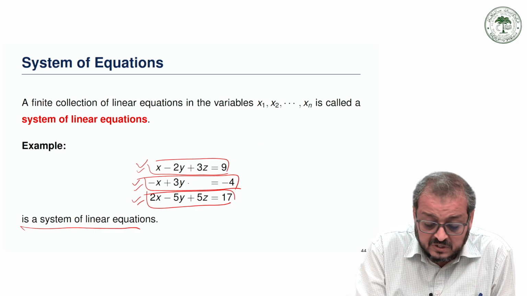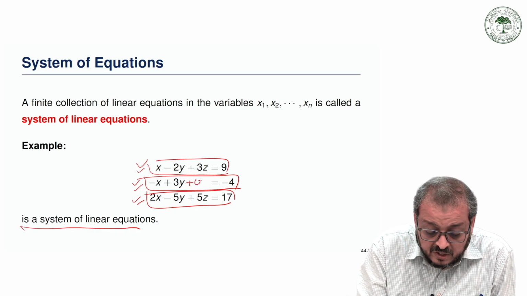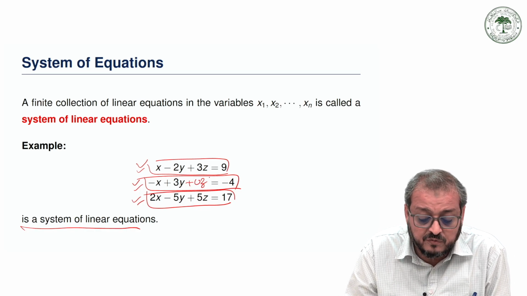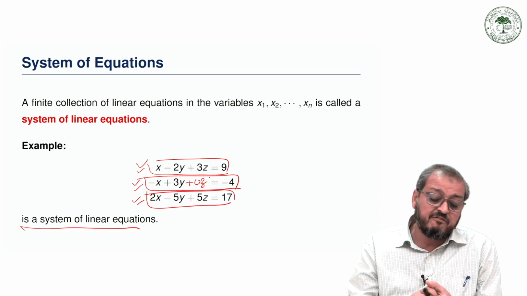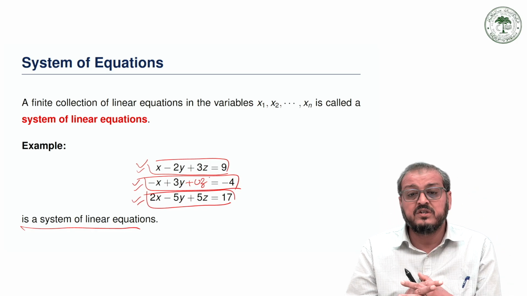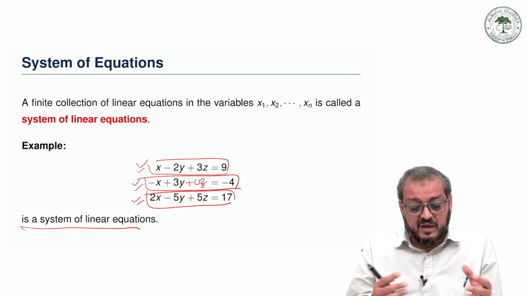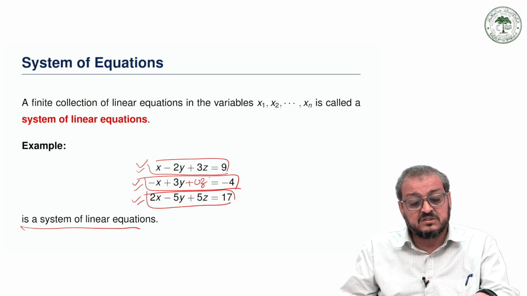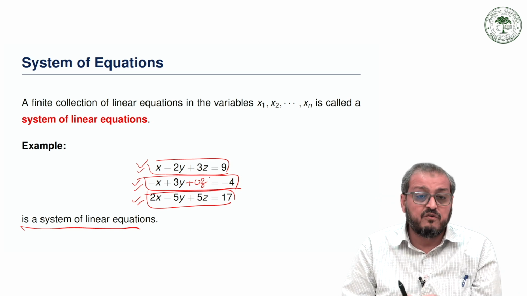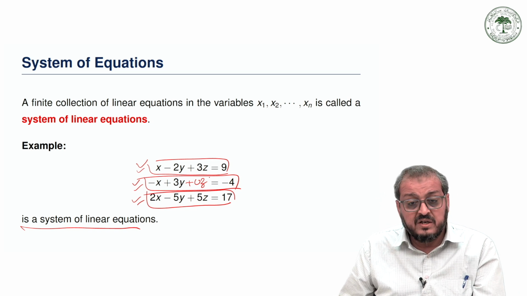The variable can be written as z times 3, or 0 times z in the second equation also. So the variables involved in these three equations are x, y, z, meaning three variables, and we have a collection of three equations. This is one of the examples of a system of linear equations.